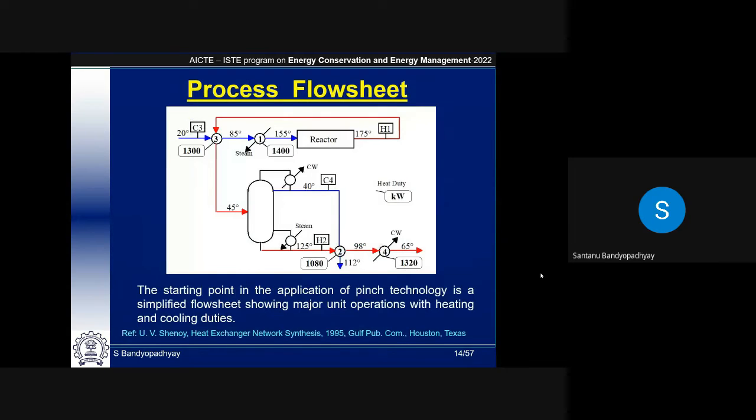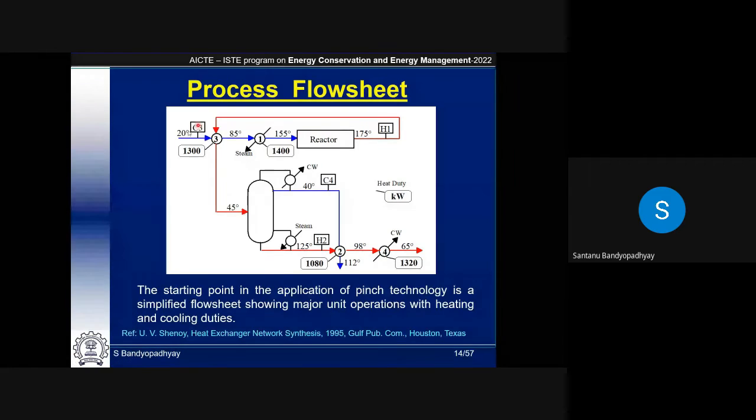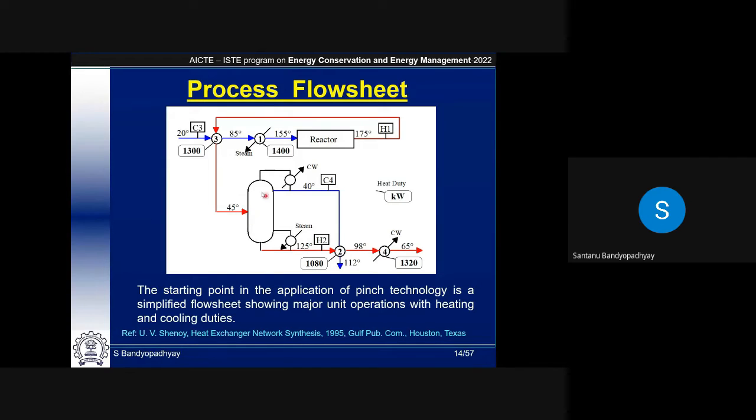So this is one example problem I've taken from Professor Shenoy's book. If you look, there's a C3 stream which comes in at 20 degrees. Let me use my laser pointer. So it comes in at 20 degrees. It is heated up to 155 degrees and goes to a reactor. The reactants are coming at 175 degrees. They are cooled to 45 degrees and go to a distillation column. From the top of the distillation, the distillate is coming at 40 degrees. It is heated up to 112 degrees and then goes out of the battery limit.